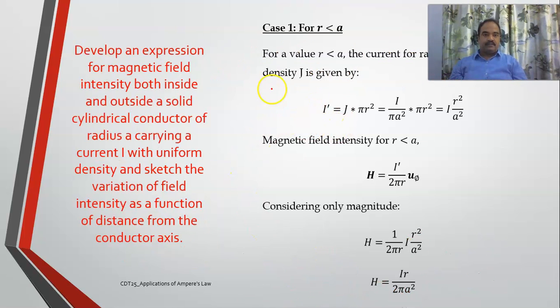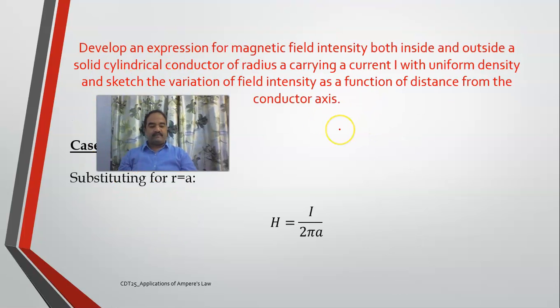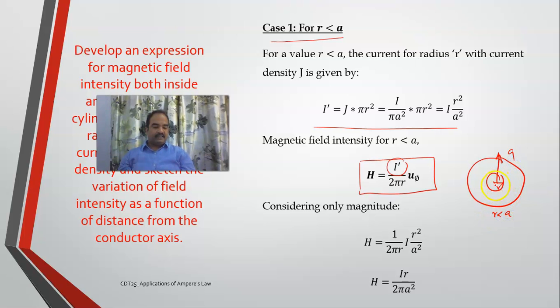So for case 1, R less than A, the current for radius R with current density is the formula we have already done. The magnetic field intensity we have already obtained earlier. H is equal to, now what is the current? I dash is the current for anywhere R less than A. Considering only the magnitude, I'll remove the vector component and write H is equal to I dash by 2 pi R.